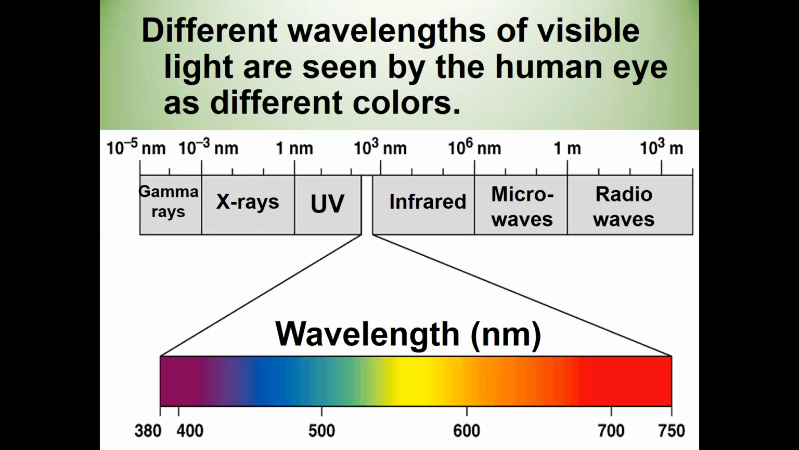Now, how are plants doing this? They're using different wavelengths of light that are visible to the human eye. This is going to be called the visible spectrum, and it runs from 380 nanometers up to 750 nanometers.